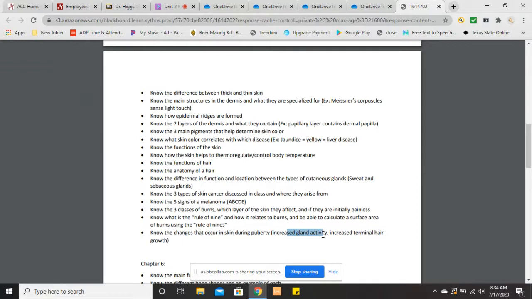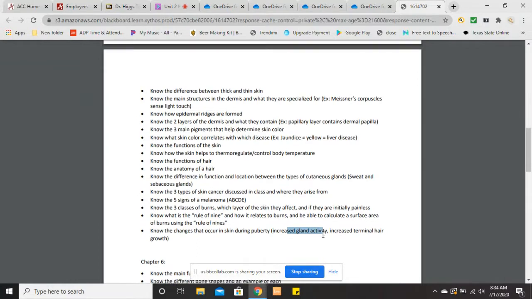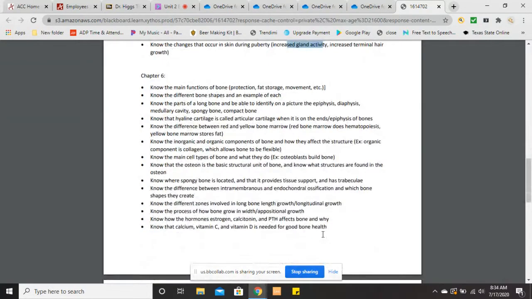And then what else? You remember during puberty, you grow hair in places you didn't have it before. And you grow a type of hair called terminal hair. That's thicker, pigmented hair. It's the hair you have on your head. Okay, so guys, when you grow your beard, you're growing a terminal hair similar to the hair on your head or the hair on your eyebrows. That's terminal hair. It's thicker, more pigmented hair. That's chapter five. And then the last chapter is chapter six.